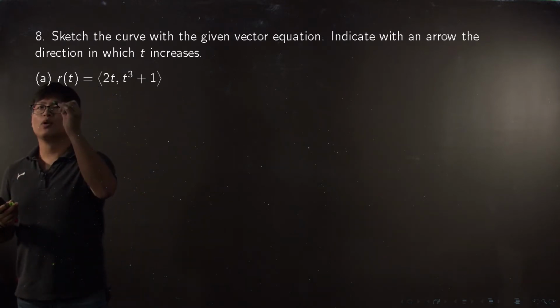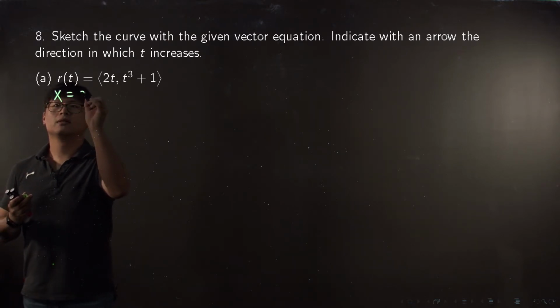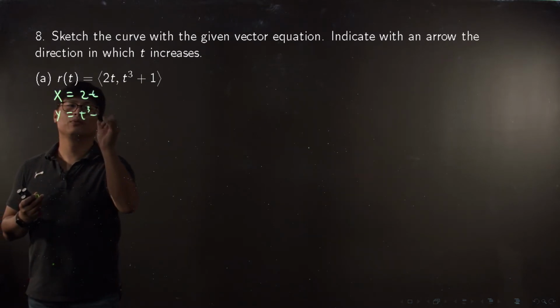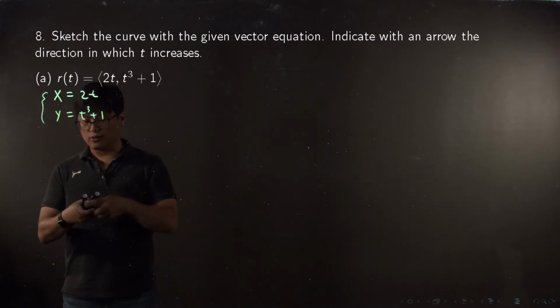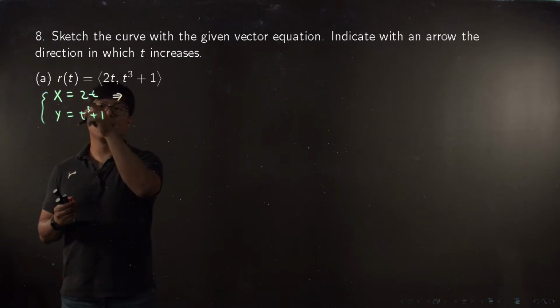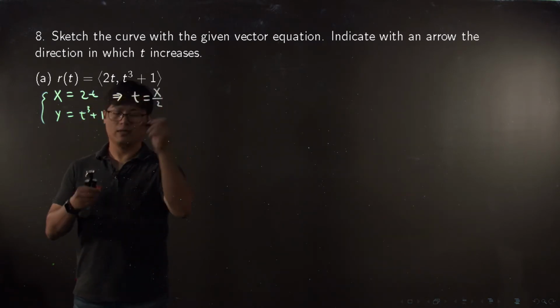Let me write your vector function in parametric equation form. Your x component is 2t, and your y component is t cubed plus 1, okay? Then, from the first one, let me solve for t, which means divide by 2 on both sides. Then I can say t is x over 2, okay?